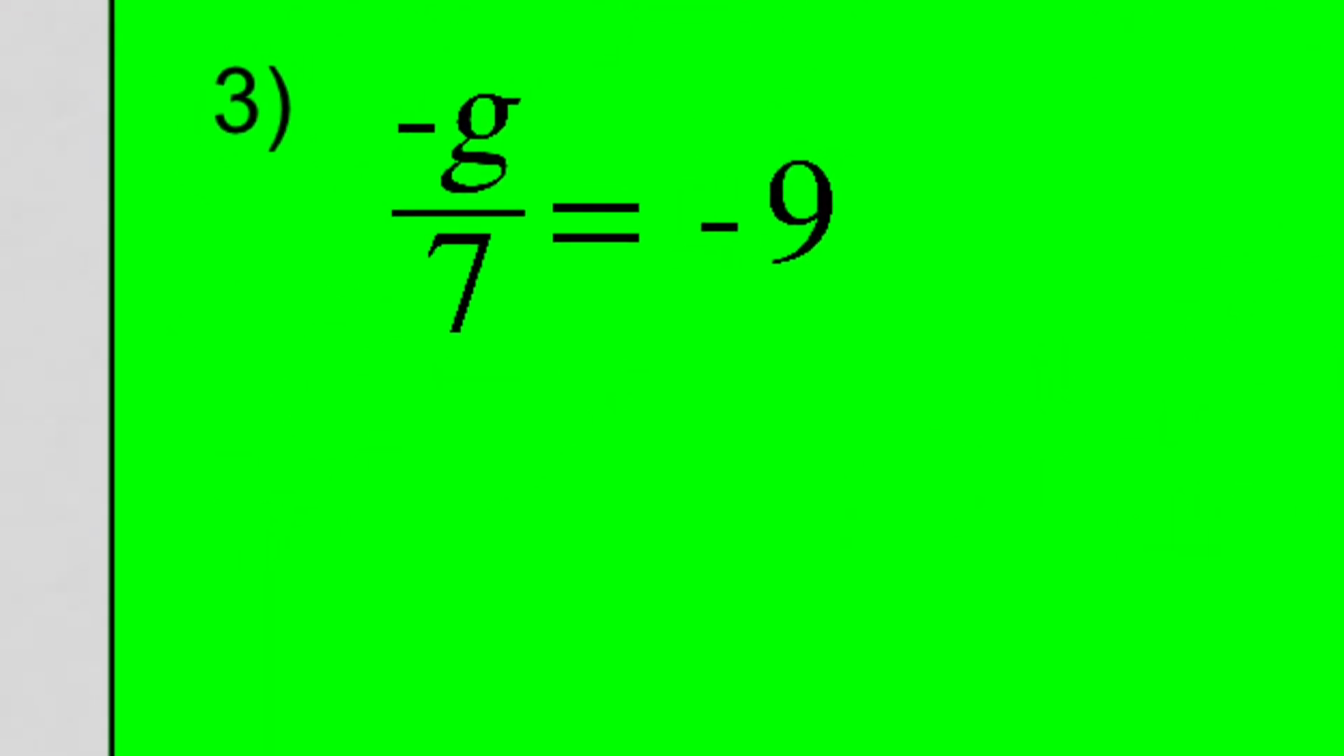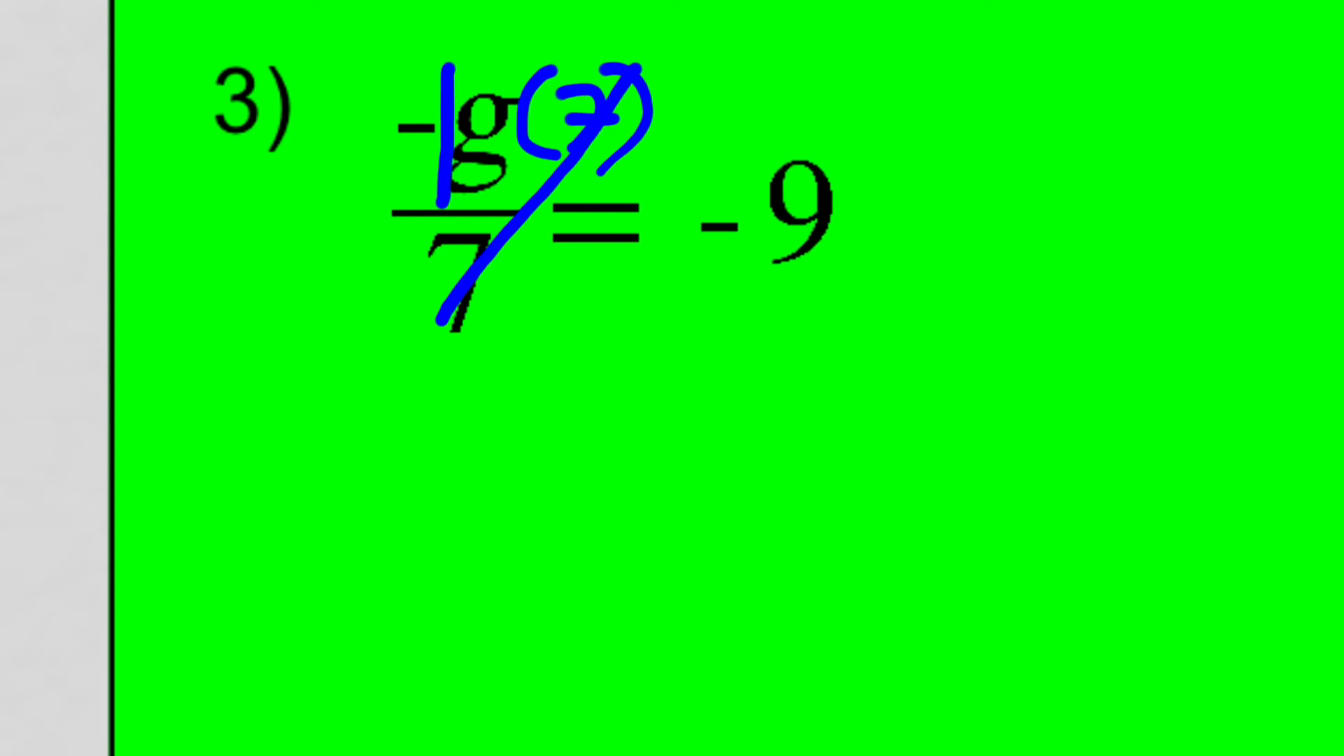Okay, a little variation here. Number 3. Negative g over 7 equals negative 9. Well, we talked about this the other day. When you have a variable with a negative sign, or any variable with no number in front of it, there's actually a number in front of it. There's a 1 there. Now, I want to turn this variable g into just a positive 1g. So I want to make divide by 7 turn into 1. I'll do that by multiply by 7, because what will happen is 7 divided by 7 will make 1.